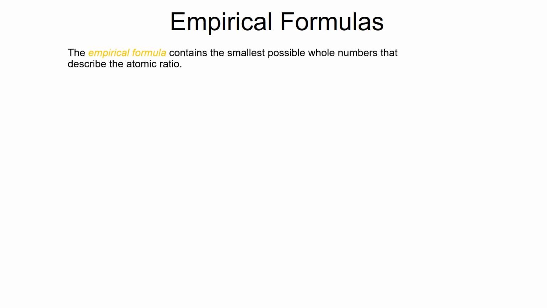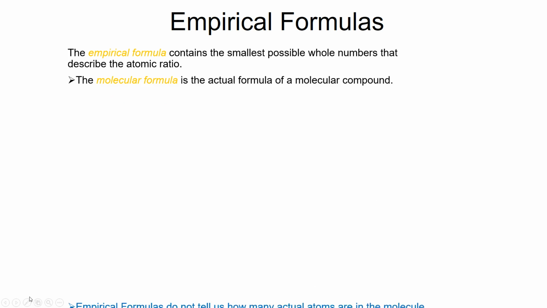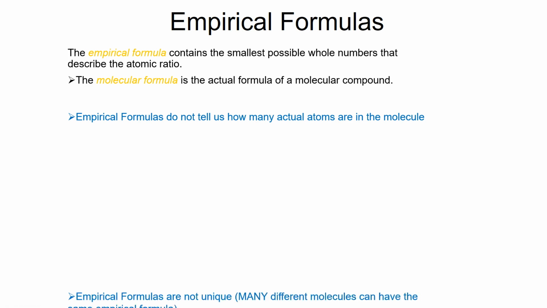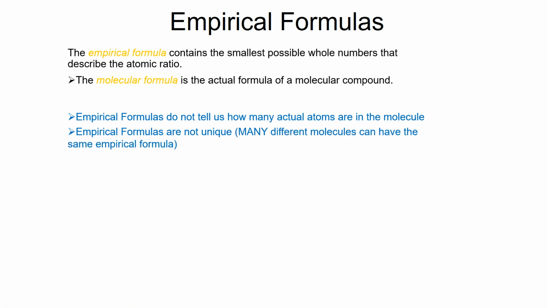Again, the empirical formula contains the smallest possible whole numbers that can describe an atomic ratio, whereas the molecular formula is the actual formula. It tells us exactly what's there. Empirical formulas do not tell us how many actual atoms are in the molecule. They also are not unique, meaning many molecules can have the same empirical formula.